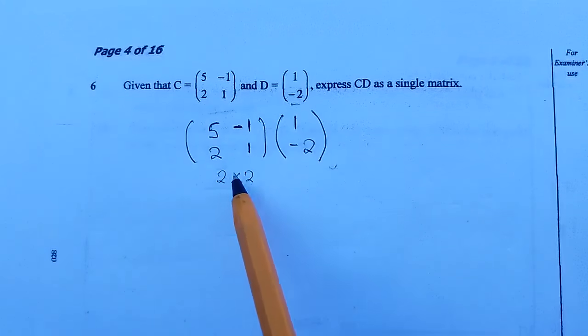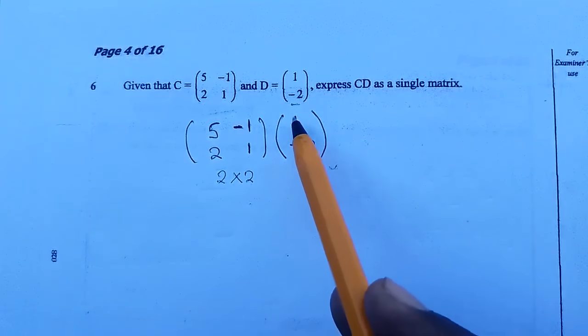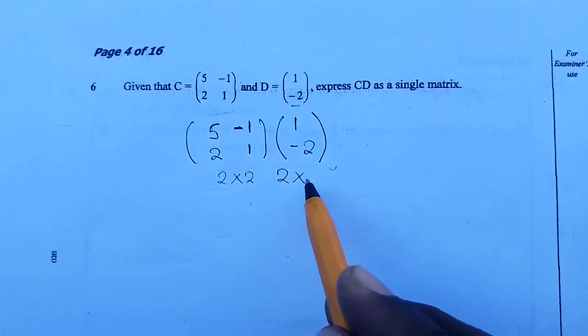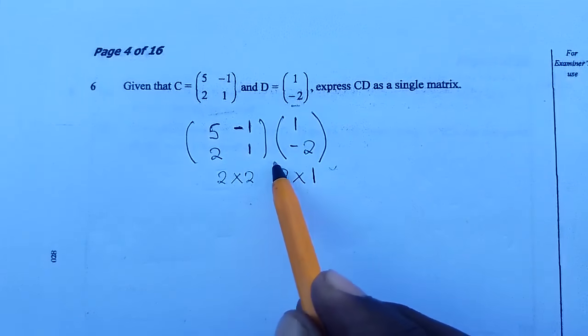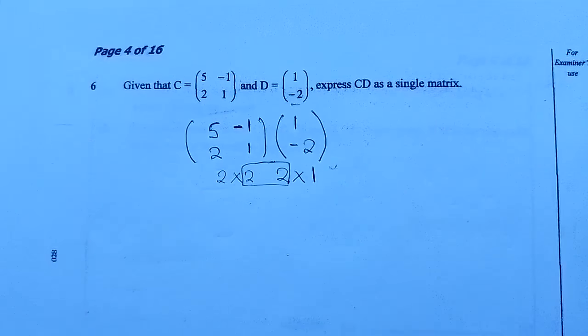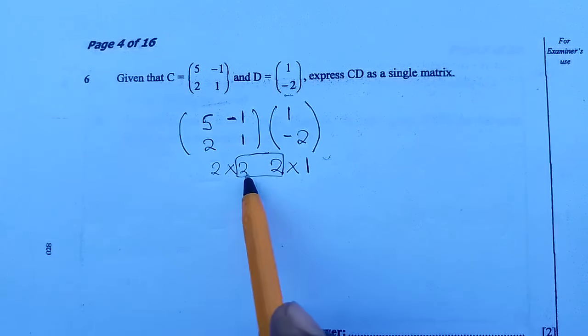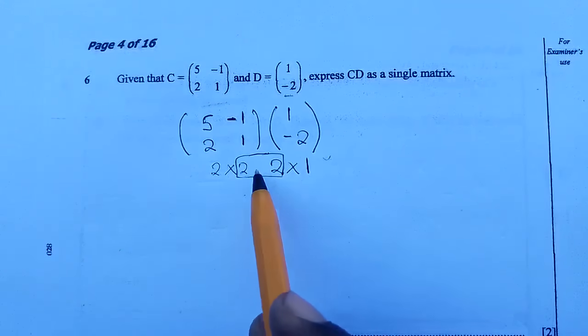1, 2. So this is a 2 by 2 matrix. You move to this other one. How many rows are here? 1, 2. So 2 by how many columns? Just one column like this. So if these two are the same, you can work out these two matrices. But if they are different, you just say no solutions. But in this case, they are the same.